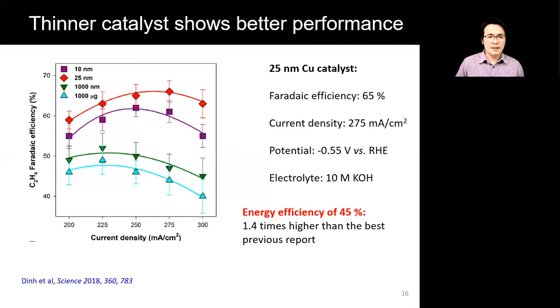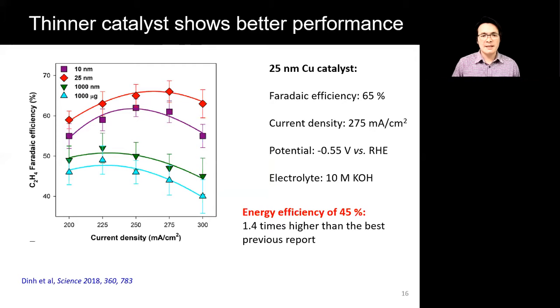So here again, the ethylene Faraday efficiency versus the current density. We observe an optimum current density for different catalysts with different thicknesses from 10 nanometers to 1000 nanometers. We also have a control sample of copper nanoparticles, which we deposit with similar thickness.